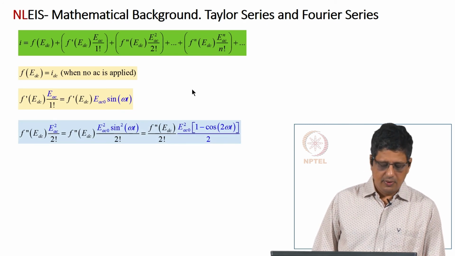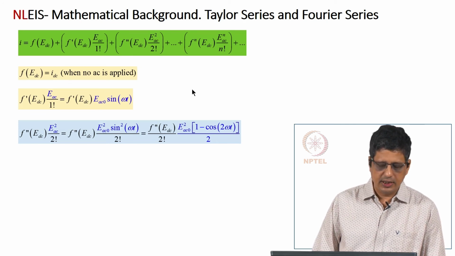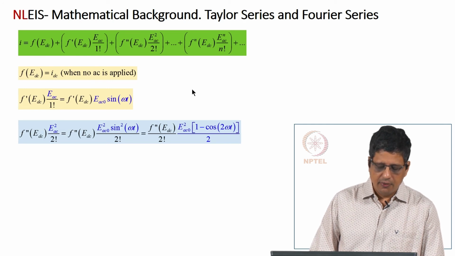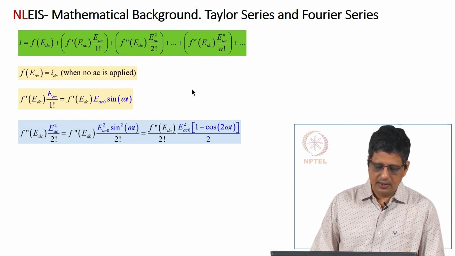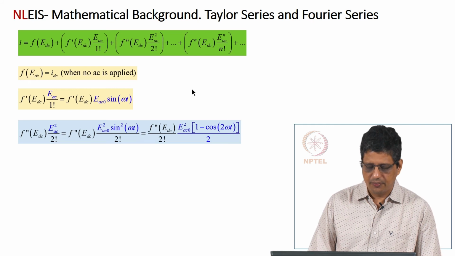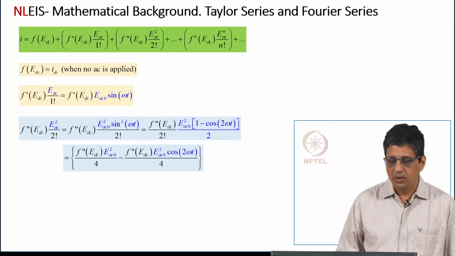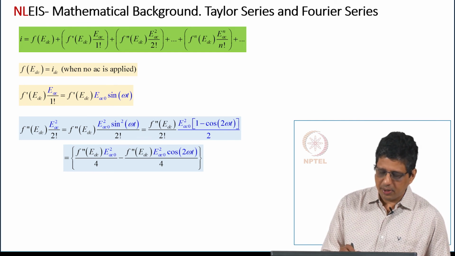This next term we are going to keep f double prime EDC, that is second derivative of f with respect to potential evaluated at EDC. We have the 2 factorial. EAC square, we are going to expand this and then we are going to write the trigonometric identity. Sin square is 1 minus cos 2 theta divided by 2, which means here it is going to be 1 minus cos 2 omega t divided by 2. This is going to give us 2 terms. One is going to be a constant term, that is independent of omega, another term which is 2 omega t.